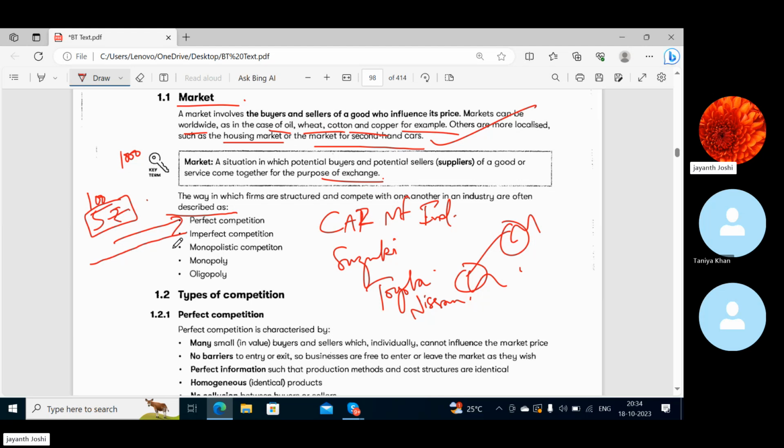Imperfect market is more often something related to a sellers' market. Imperfect competition. What comes under imperfect competition is monopoly, oligopoly, monopolistic competition, whereby the sellers dominate the market here. The buyers are dependent on sellers, like a monopolist. What a monopolist can do is increase the prices of the goods they are selling, and everyone has to buy that.